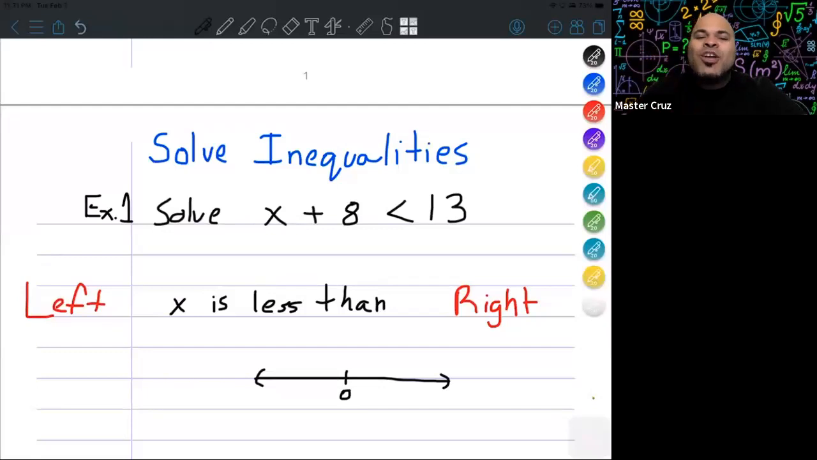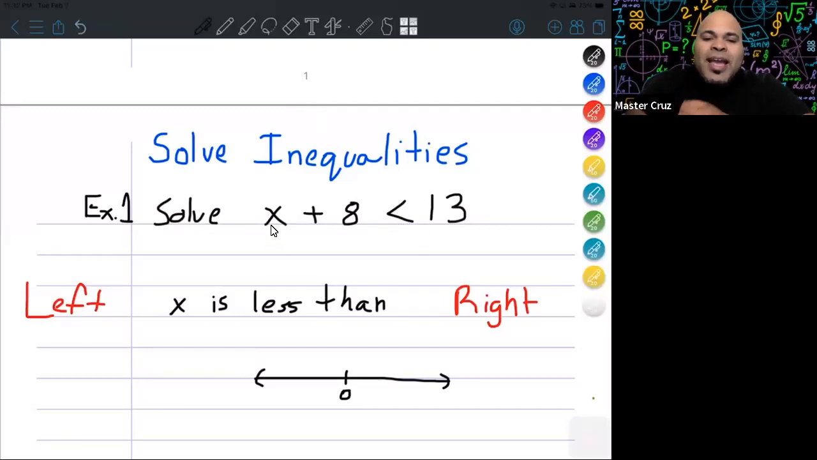And today we're going to learn how to solve inequalities. These are the basics, so here we go. To solve inequalities, you're going to solve them very similar to equations. So you imagine this is an equal sign, and you're going to solve it the same way. It's just that it's an inequality symbol.